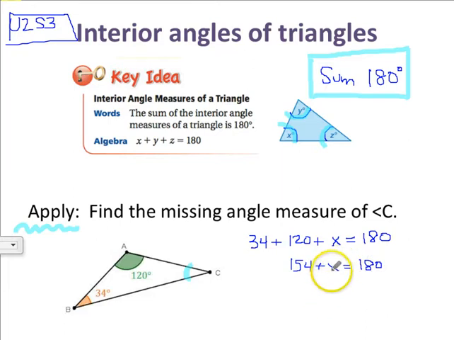Then to solve for X, we're solving for an unknown variable. We know we need to subtract 154 from both sides. 154 was positive, so to do the opposite, we need to subtract it from both sides. And then when we take 180 and subtract 154, we get 26 degrees. So our missing angle measurement of angle C would be 26 degrees.